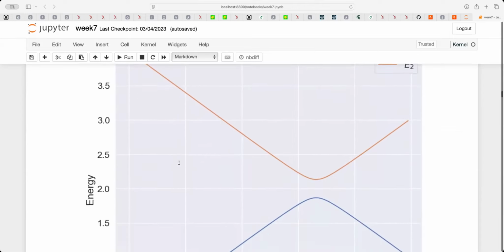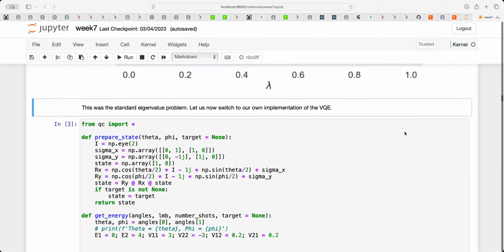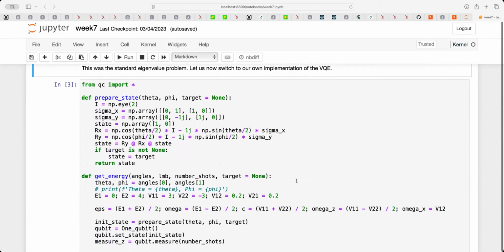And when I diagonalize, as I turn on the interaction here, this state changes character, and here it's actually turned into qubit 1. So this is normally called an avoided level crossing. This is not so interesting for us. What is interesting for us is the way we now set up our quantum eigensolver with a VQE.